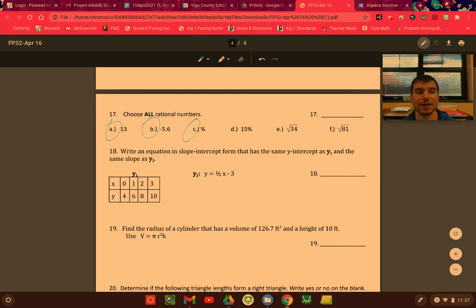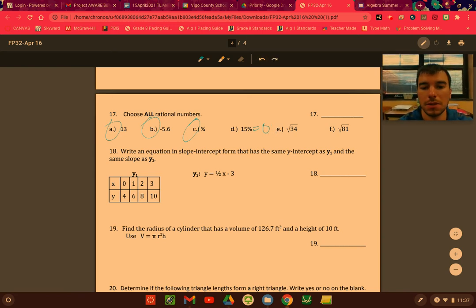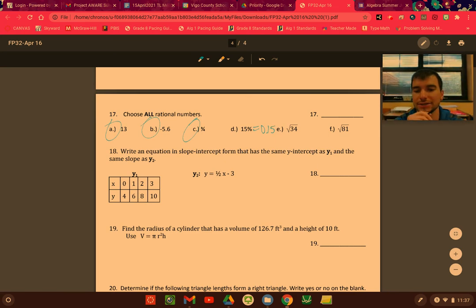15%. Now that's not in a normal fashion, but we can also write that as 0.15. I wrote a really big 0. 0.15, and that's just written as a decimal, so that works.